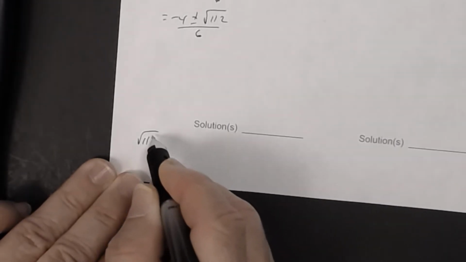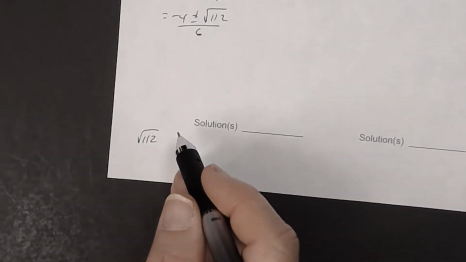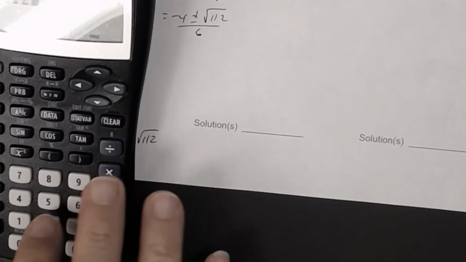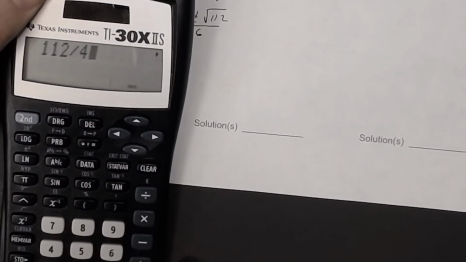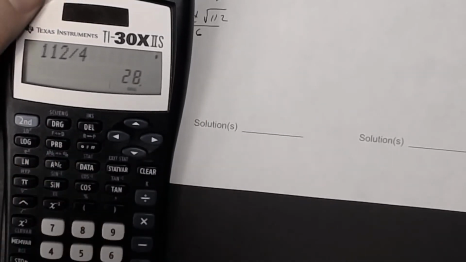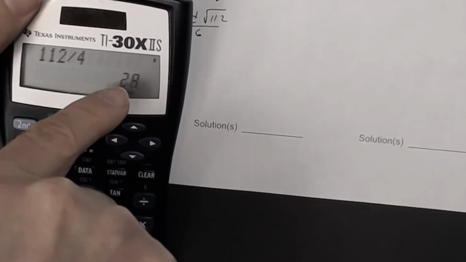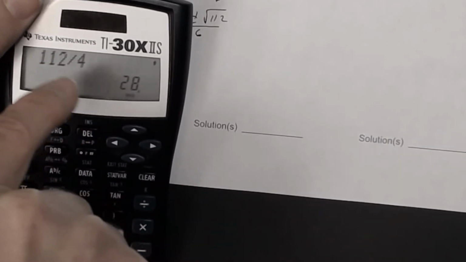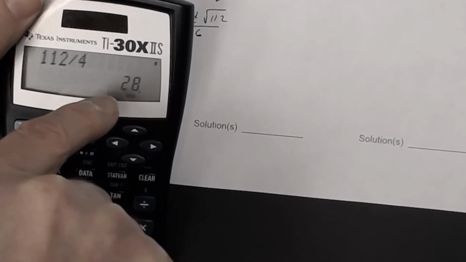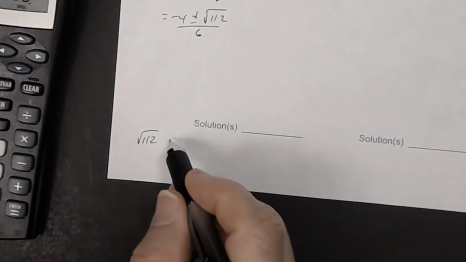Square root of 112. What I would do is start with 4. So 112 divided by 4, it's divisible by 4. Yep, 28. But 4 is not the largest, because what do you notice about 28? 28 is 4 times 7 in it. So what's that 4 times that 4? 16. So 16 is the largest.